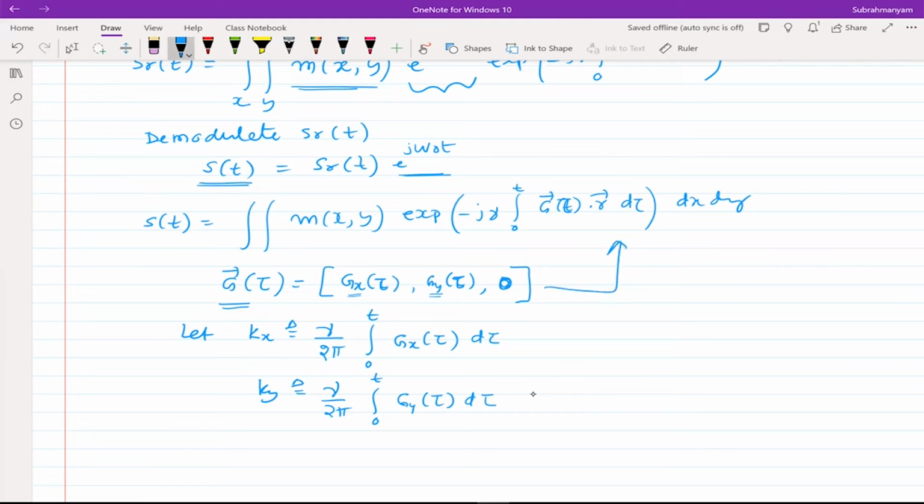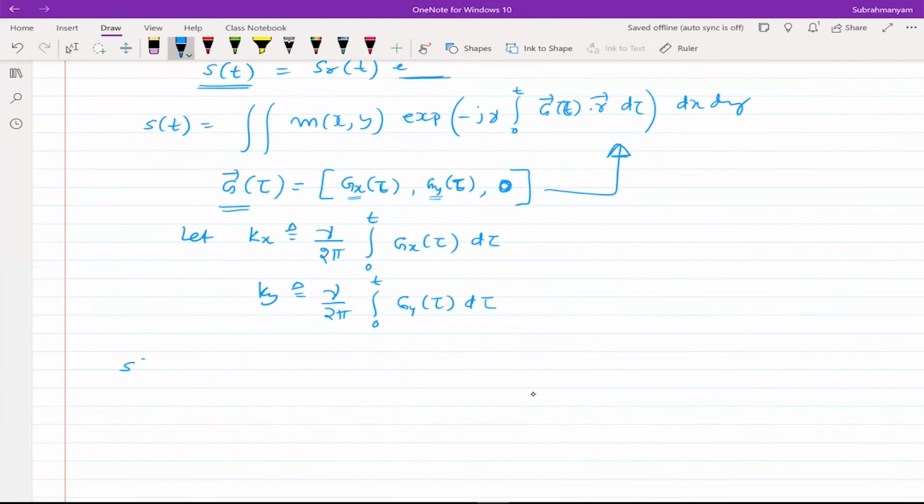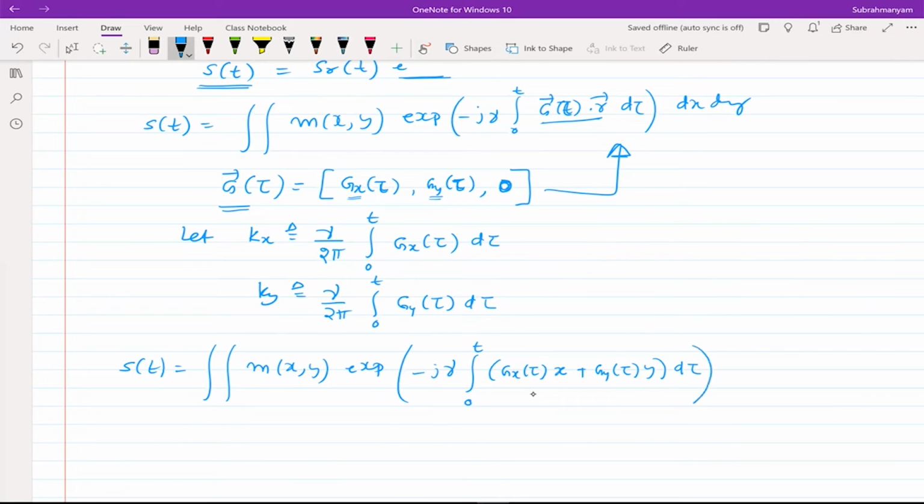Now you substitute this here. G bar of tau is there. So what is it that you are getting there? Your s of t equals integral over m of xy into exponential of minus j times gamma. If you want, I will write one more intermediate step also: G of tau dot r bar, that is the dot product, which equals Gx of tau times x plus Gy of tau times y, into d tau, with respect to dx dy. Now I could separate these two integrals and use gamma by 2 pi into Gx of tau d tau, replace that with kx. Similarly, gamma by 2 pi into Gy of tau d tau, you replace that.